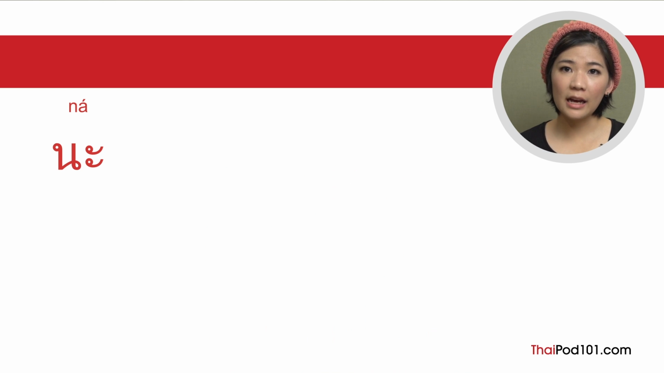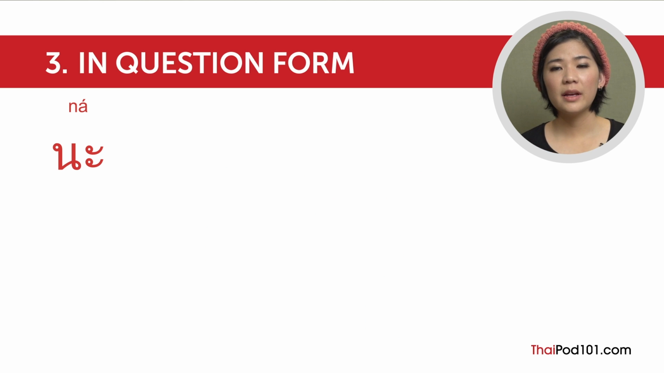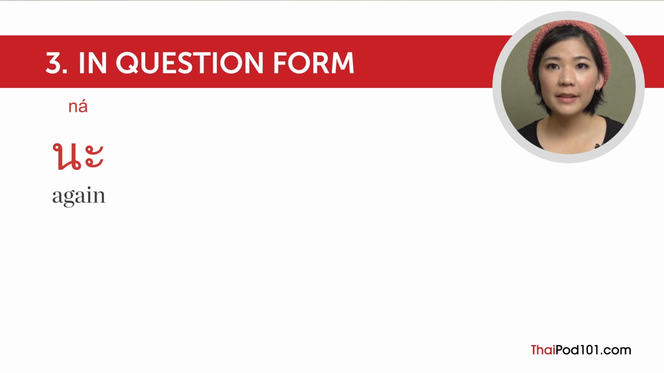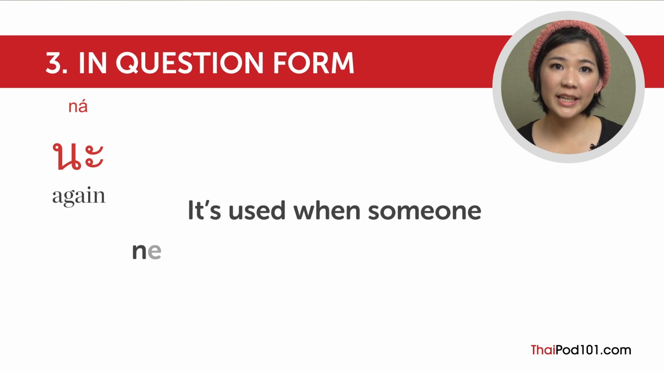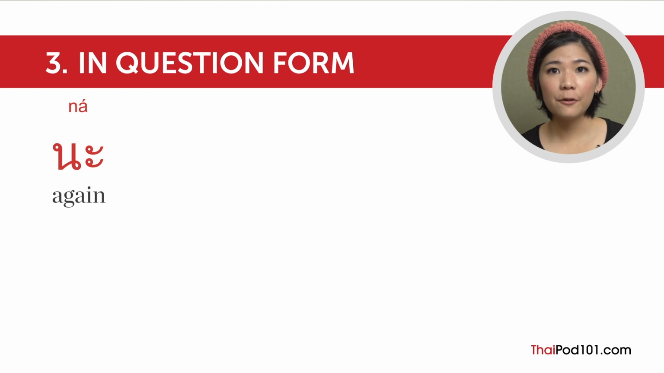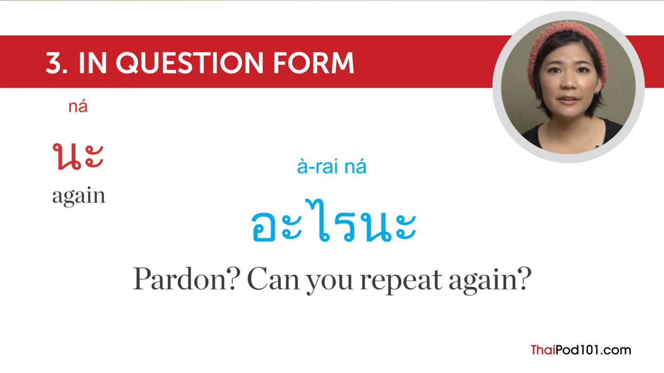Another use of นะ is in question form. In this form, นะ means again. For instance, เธอไปไหนนะ. Where are you going again? This form of นะ is used when someone needs the answer to be repeated. Another sentence you might have also encountered from a Thai person is อะไรนะ. Similar to pardon? Can you repeat again?